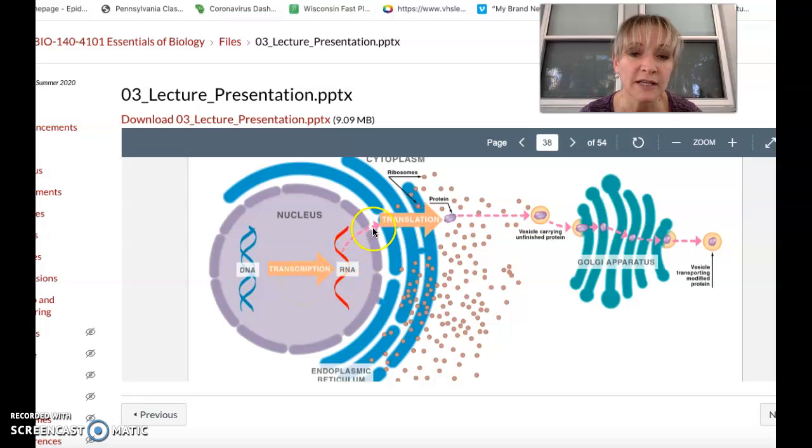Then the RNA can leave through this little hole called a pore, because DNA is too big, it can't leave. So RNA leaves and goes to a protein that can read it. So that's called a ribosome. Remember, ribosomes make proteins. So on here, this little ribosome, the RNA comes in contact with it. The ribosome basically reads the code for what we're making.